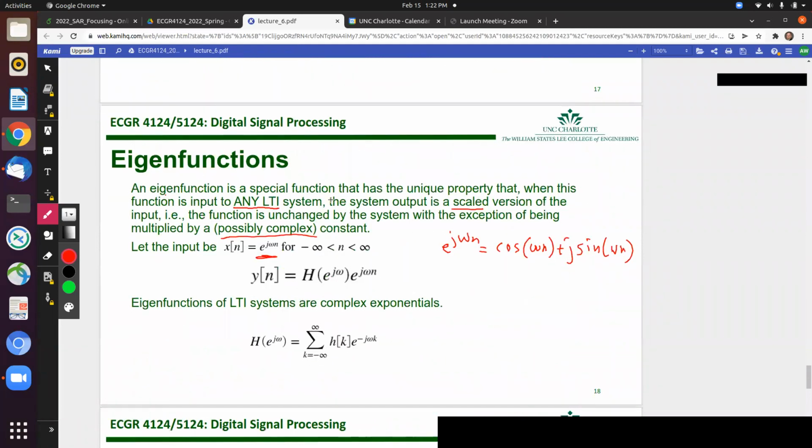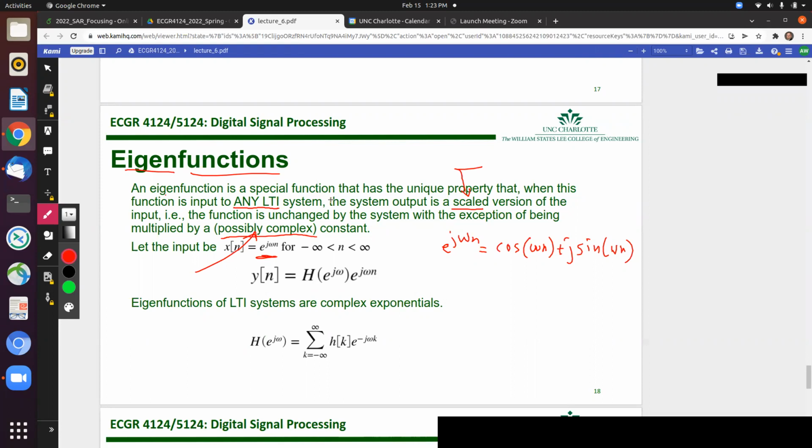Now we're talking about eigenfunctions. Eigen is a German word. It's a special function. The special property of this function is that when it is input to any LTI system, the same function will come out. The main difference is that it will be scaled, multiplied by something that could possibly be complex. That is the eigenfunction property. It is the basis by which all linear time invariant analysis occurs, and we'll find out how important it is because it's the fundamental underlying property of the Fourier transformation.